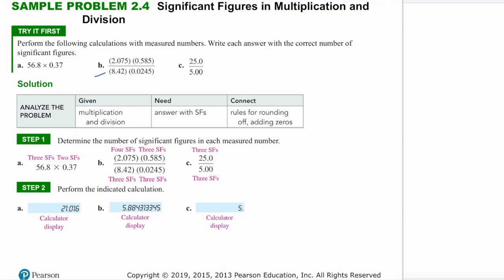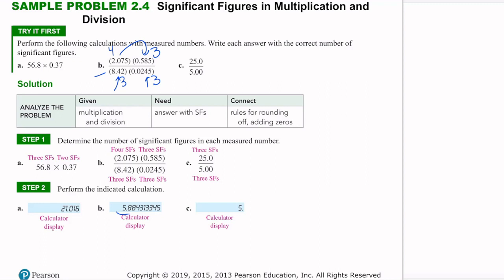The next problem, B, states 2.075 times 0.585. Then we can hit equals and the divided by button, and we get 8.42. And then we hit equals and divided by 0.0245. So we see that we have four significant figures, three significant figures, three significant figures, and three significant figures. So we're limited to three significant figures in our final calculation.